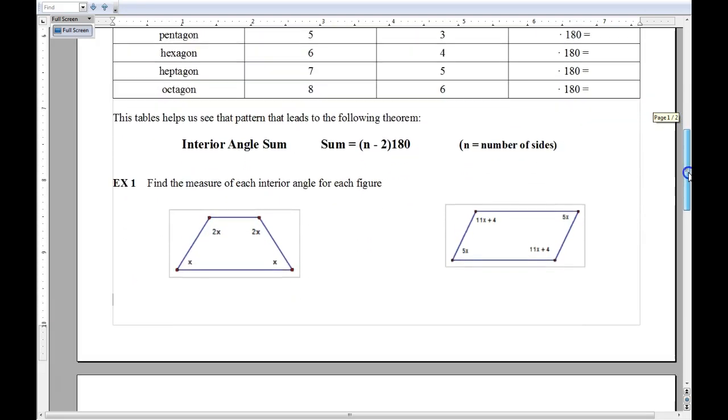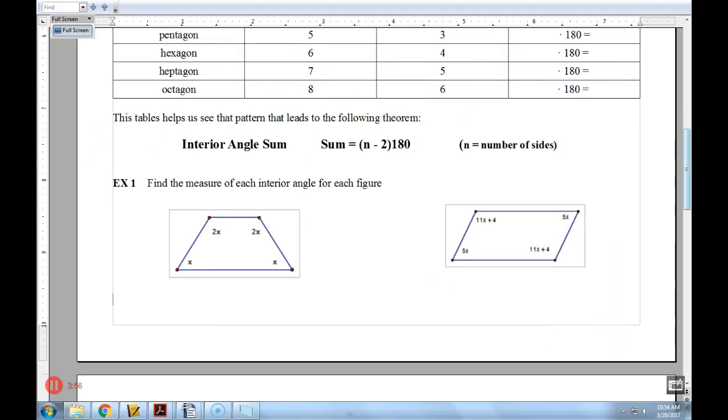If you look at the chart up above, when you look at the number of sides n and you look at the number of triangles, it's always 2 less. It's always n minus 2 that will give you the number of triangles. So there's a formula or a theorem that you can use called the interior, the inside angle sum. It is the number of sides subtract 2, times 180 degrees. And that should give you how many degrees are in any shape.